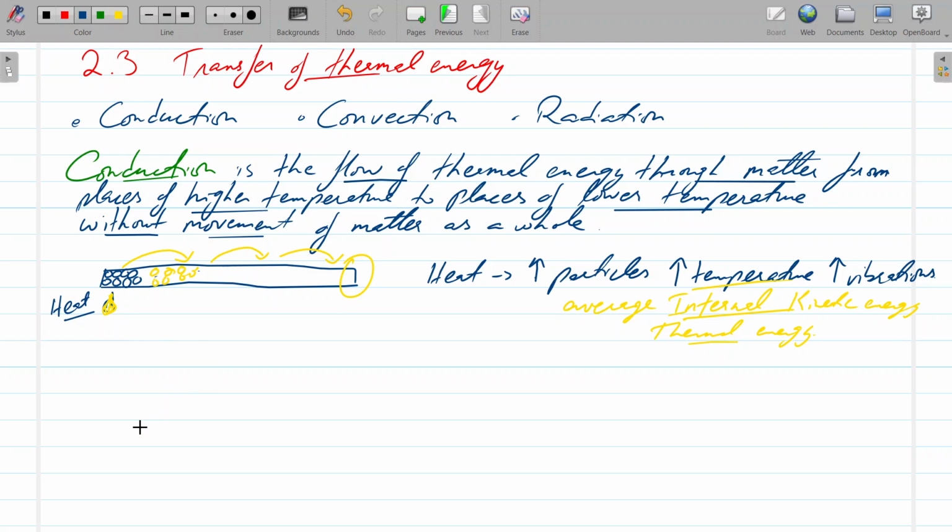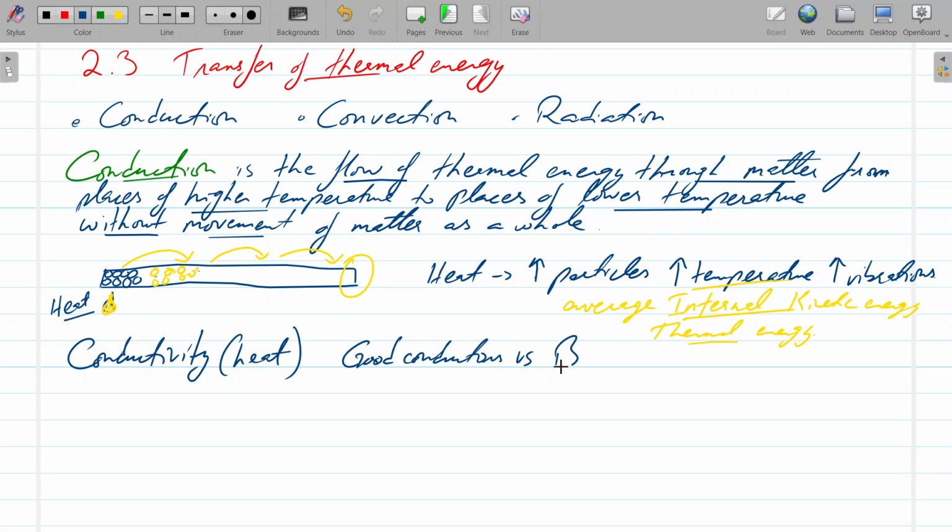Now, does this happen equally well with all objects? No. You can talk about conductivity in terms of heat. So there are good conductors of heat versus bad conductors, or poor conductors. They don't do it very well. So examples of good conductors of heat are definitely metals.